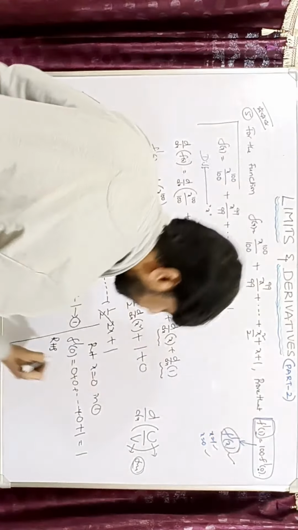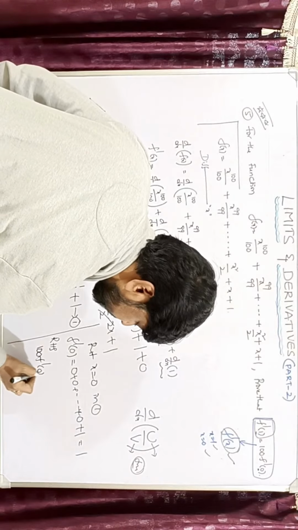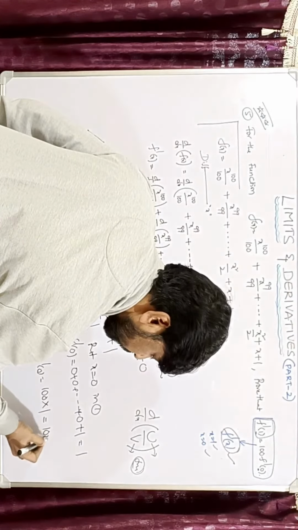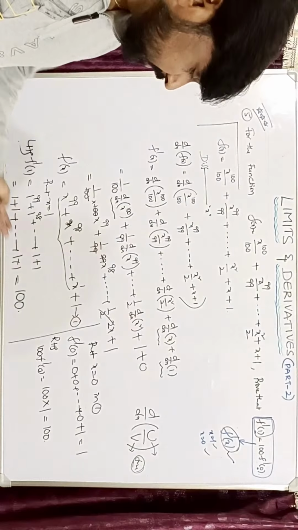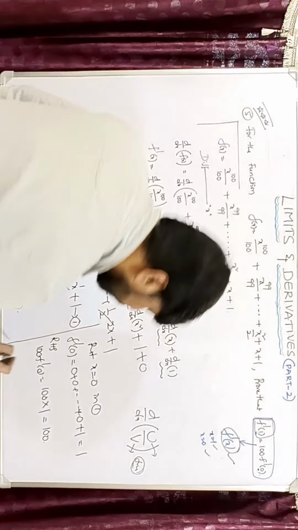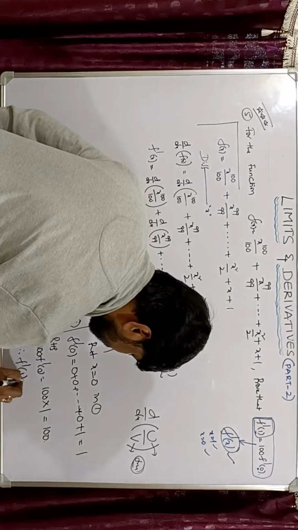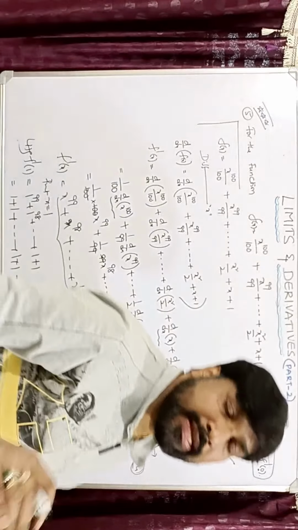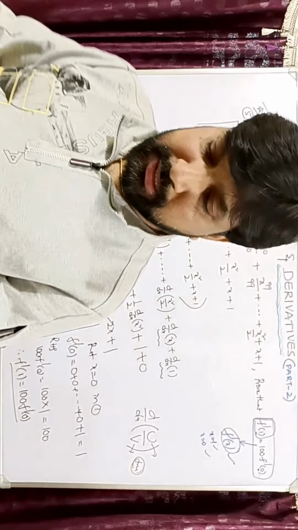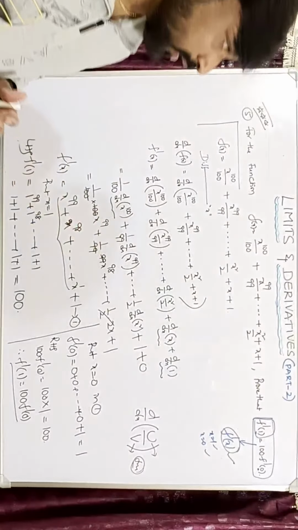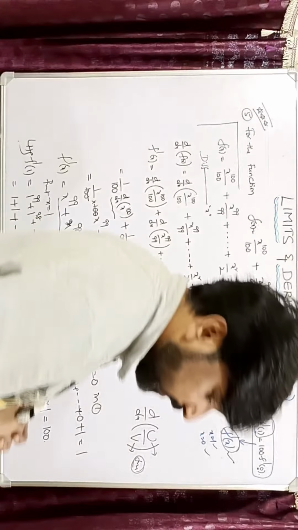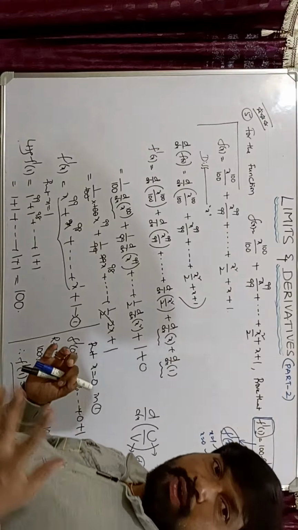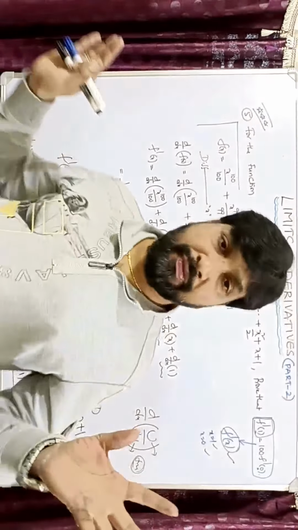Now let us consider the RHS. What is the RHS? 100 into f dash of 0. We just now proved f dash of 0 is 1, so 100 into 1 is 100. Now LHS and RHS are both the same. Therefore, you can write f dash of 1 is equal to 100 into f dash of 0. So this is your answer. This is a very expected and important question. This is enough for the derivative from first year.